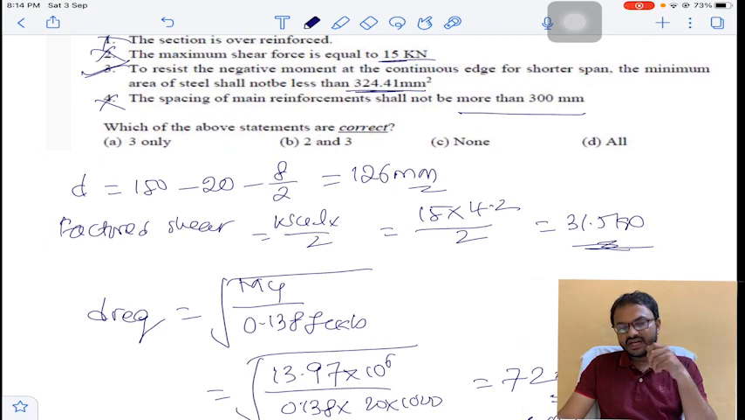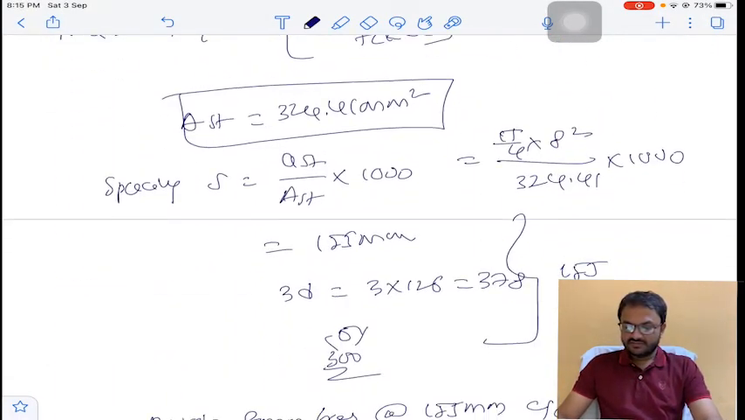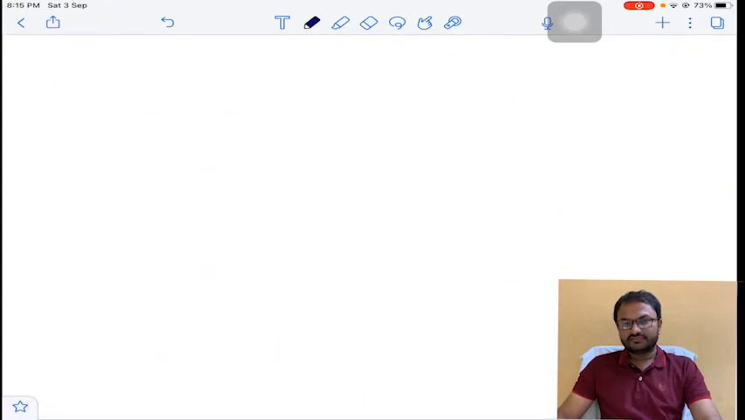Which of the above statements are correct? He asked. Only statement 3 is correct. Okay. So the answer A for question number 11. Thank you.